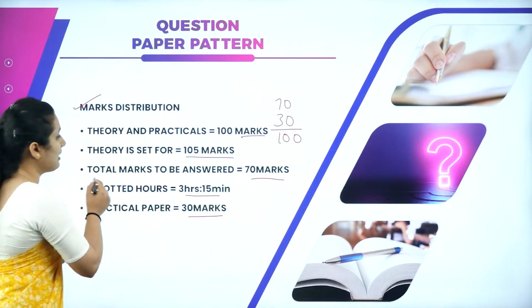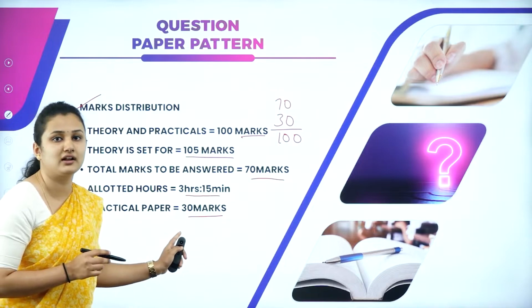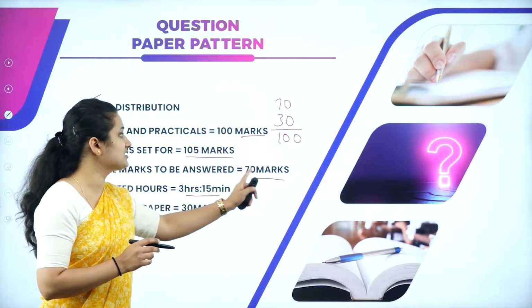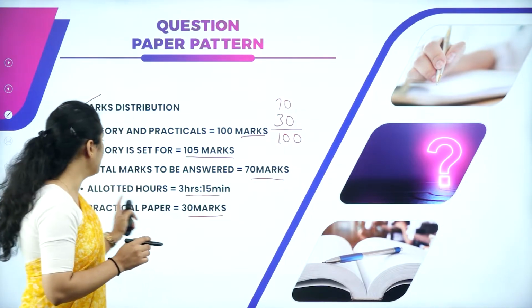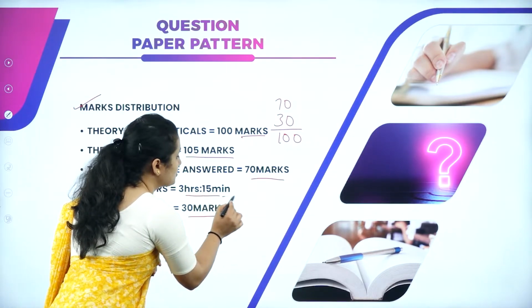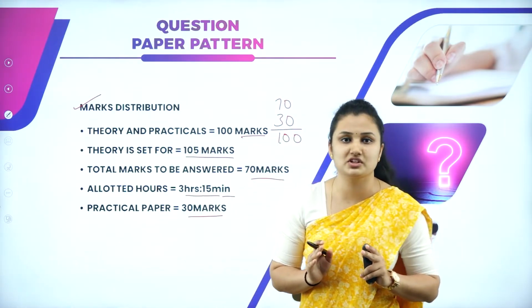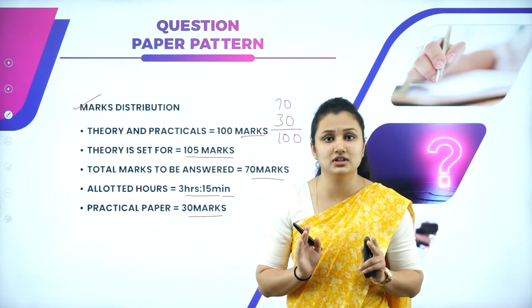Next, you have total marks to be answered. Theory paper, it is 70. Practical examination will also be conducted, which is for 30. So 30 plus 70 will give you 100 marks. And you have 3 hours 15 minutes, students. This 15 minutes is very important, which will help you to get a clear picture of your question paper. Utilize this 15 minutes, students.